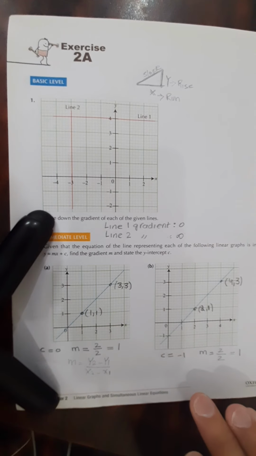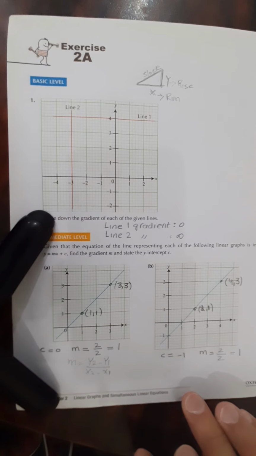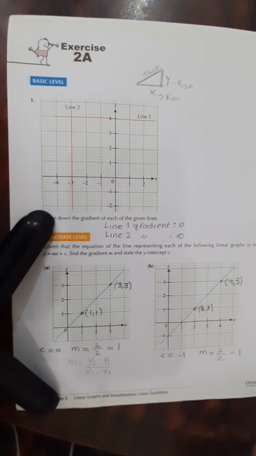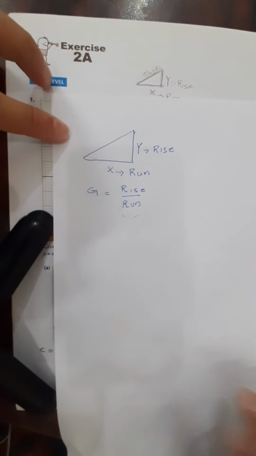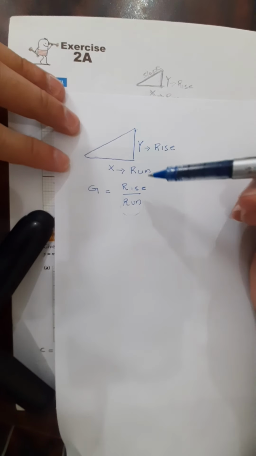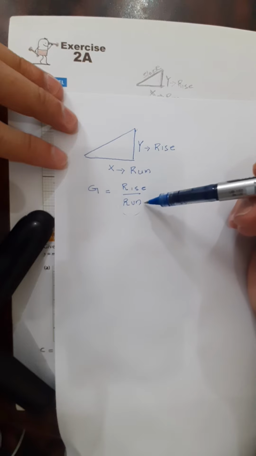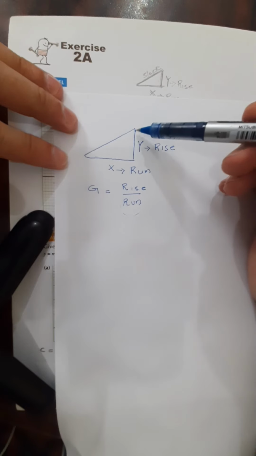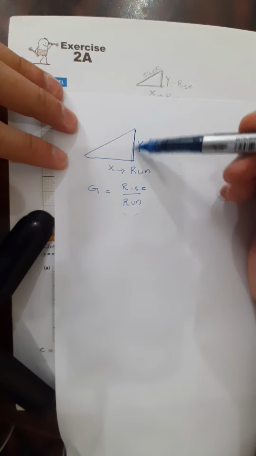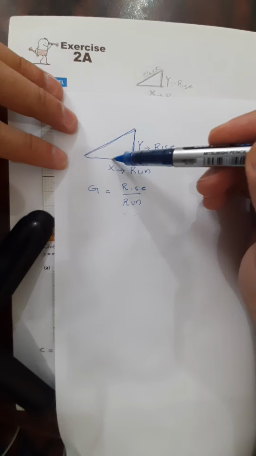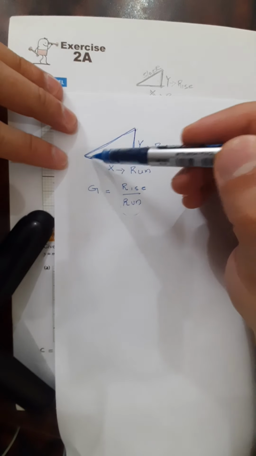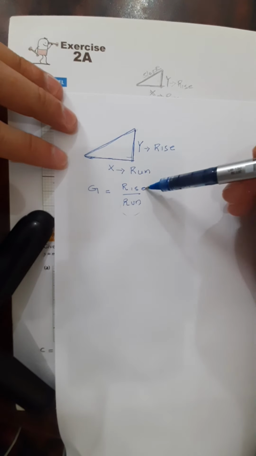This is exercise 2A of book D2, 7th edition, and the topic in this exercise is gradient of a line and y-intercept. Now, before the solution of the questions, I would like to discuss the concept of gradient. Gradient or slope is basically the ratio of rise to run, where rise is the y component of this inclined line and run is the x component, or this horizontal one. So this ratio is called gradient.